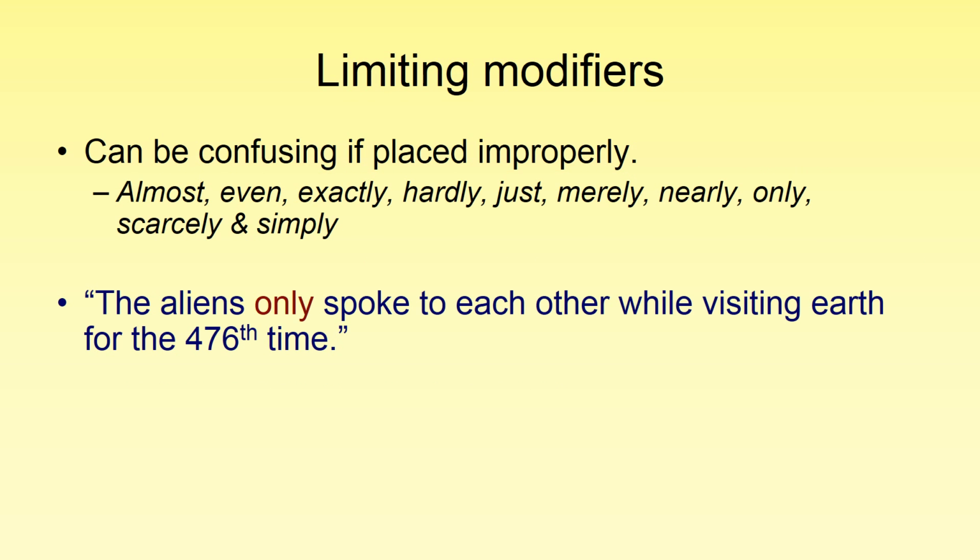Limiting modifiers are a little bit different. These are single words that cause a double meaning in a sentence. Some examples here. Only is the one that usually causes the most problems. The aliens only spoke to each other while visiting Earth for the 476th time. Okay, well, we have two possible meanings here. They only spoke to each other, as in only to themselves, or is this the only time they spoke to each other while they were on this visit?